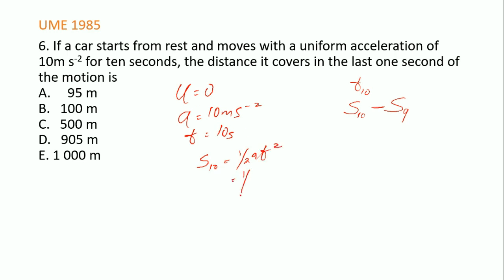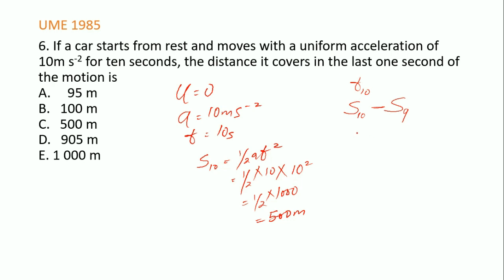So that will be 1/2 times 10 times t squared, that is 10 squared, and that will be equal to 1/2 times 1000, which will be 500. So we've got 500 meters for the distance it covers in 10 seconds. Now we need to get the distance it covers in 9 seconds.